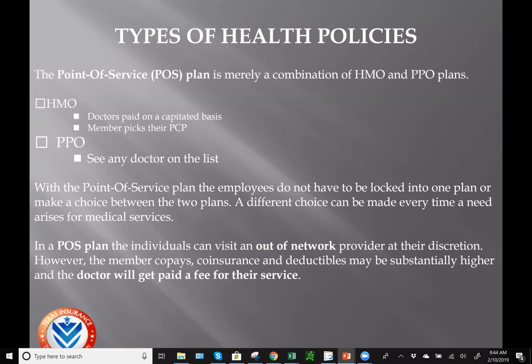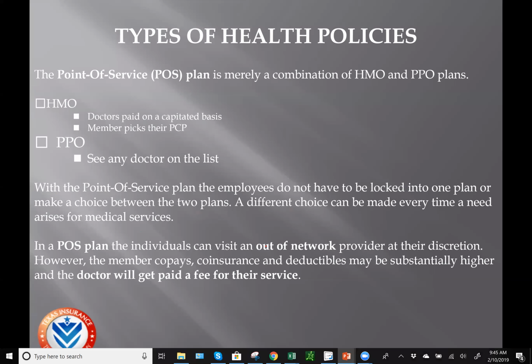Now let's look at a point of service plan, a POS plan. A point of service plan is merely a combination of an HMO and a PPO. So let me give you the characteristics for each. First, the HMO part.